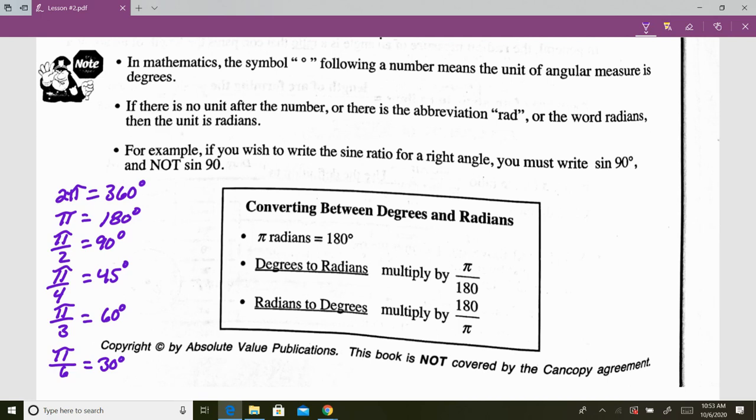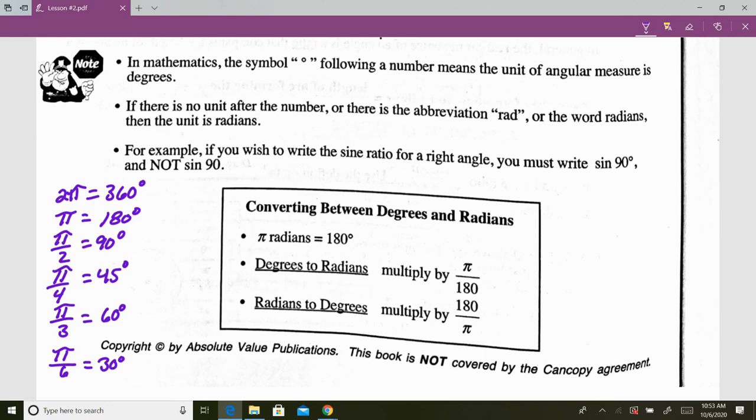Pi over 6 would be 30 degrees. Pi is 180. If you remember that, you can do every single one. Those are the common ones that normally I'd say you need to know, but you have a cheat sheet so you can write them down. But we're going to use these quite often.